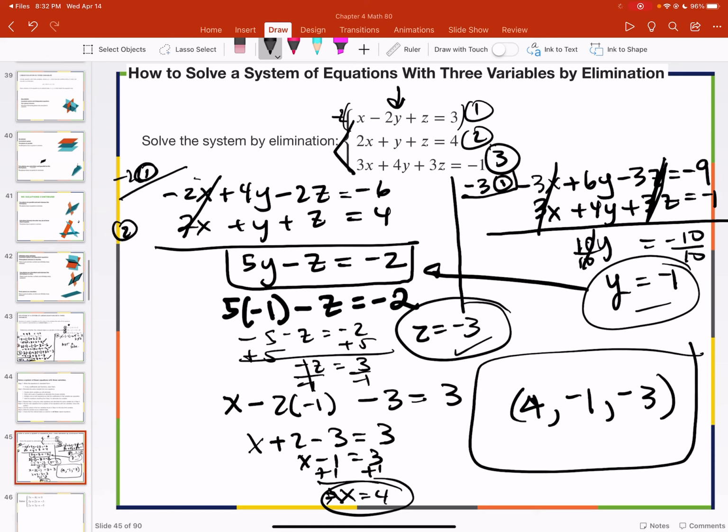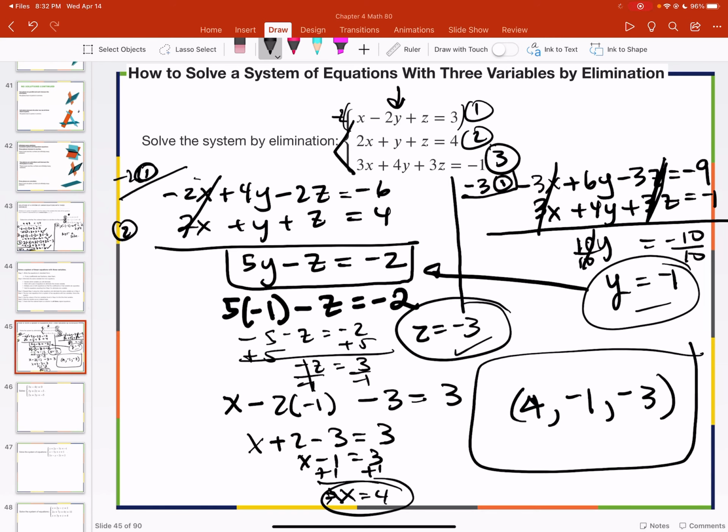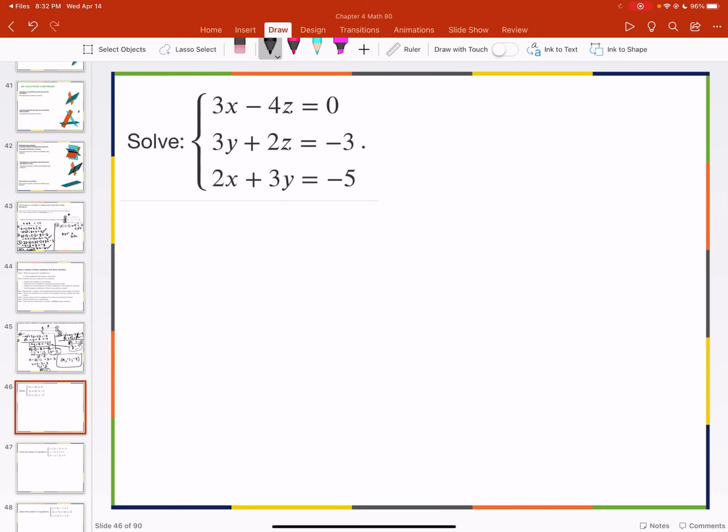Yeah. All right, so let's do another one, because there's different types. Let's see this one here, for instance. The first one doesn't have y, the second one doesn't have an x, and the third one doesn't have a z. So what I'm going to do is combine 1 and 2 and get rid of the z. That will leave me with something that's in terms of x and y.